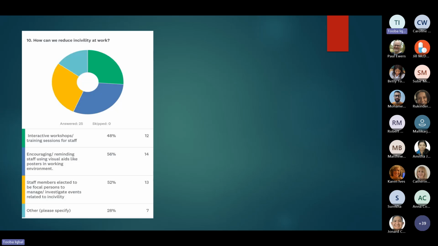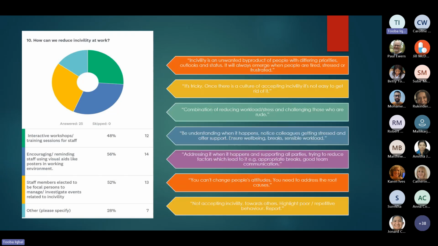Now, we asked people what they think, how can we reduce incivility at work? And we asked them to choose multiple options. And almost an equal number have roughly chosen. Basically, they've all said having workshops on incivility, having visual reminders or posters within the workplace setting, having staff members appointed or elected to deal with such situations within different settings and within different departments. It will help to reduce it. And there were a few other options.